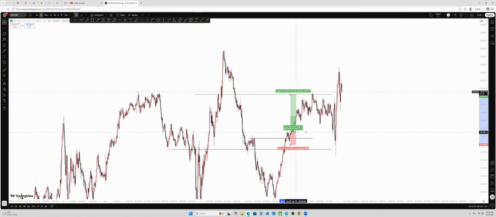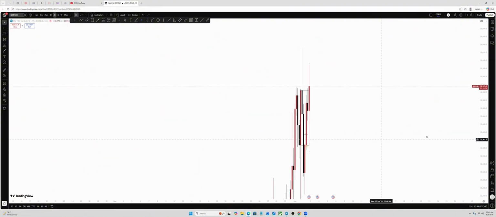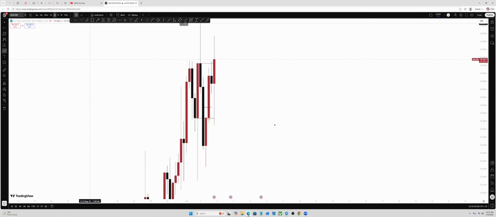So the second trade, as I saw that price was rejecting this key level, because ideally, if we have a higher high and a higher low and price breaks, now I'm looking for sells. So these are the key levels that I'm waiting for.